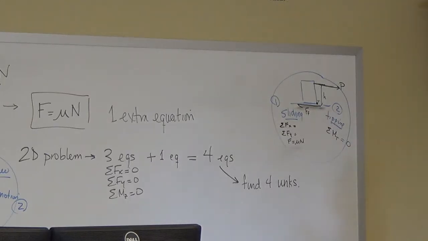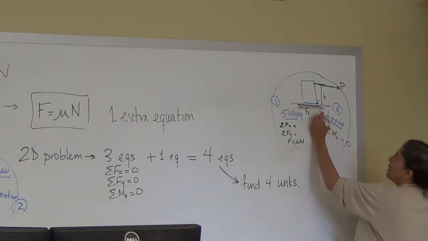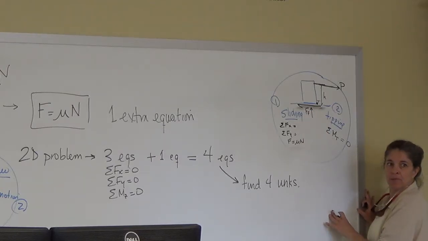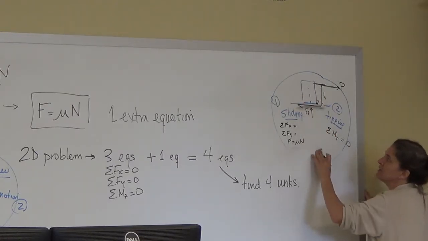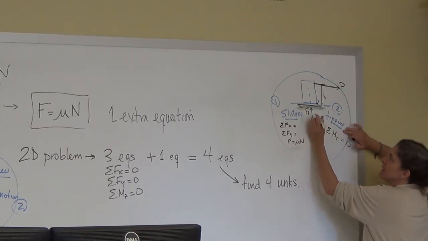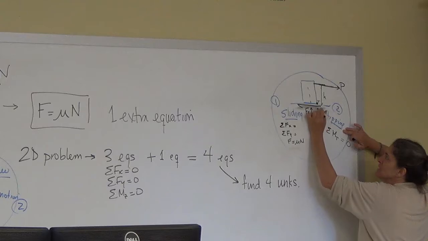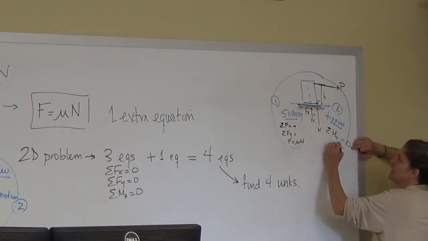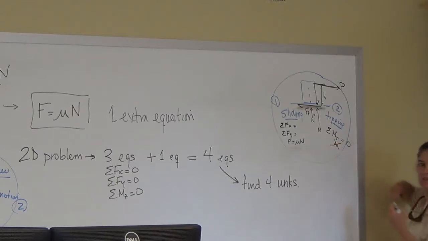And then Julian, I heard you say something about what happens when you're analyzing it for tipping. The normal is going to move to this point. Ordinarily, we have our normal here, right? For a regular problem, it's going to be in the center of it. Here's my normal. But in the case when you're analyzing for tipping, the normal actually moves to here. So when you do the sum of the moments about the tip point, there is no normal in the equation.